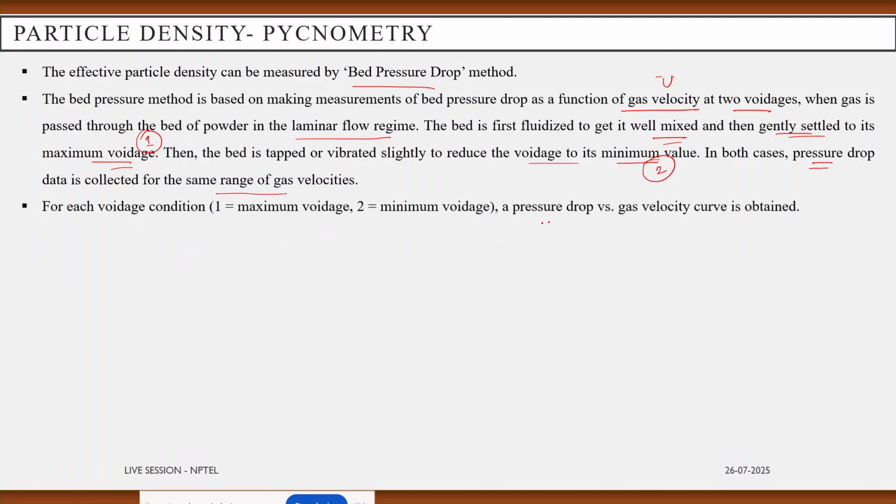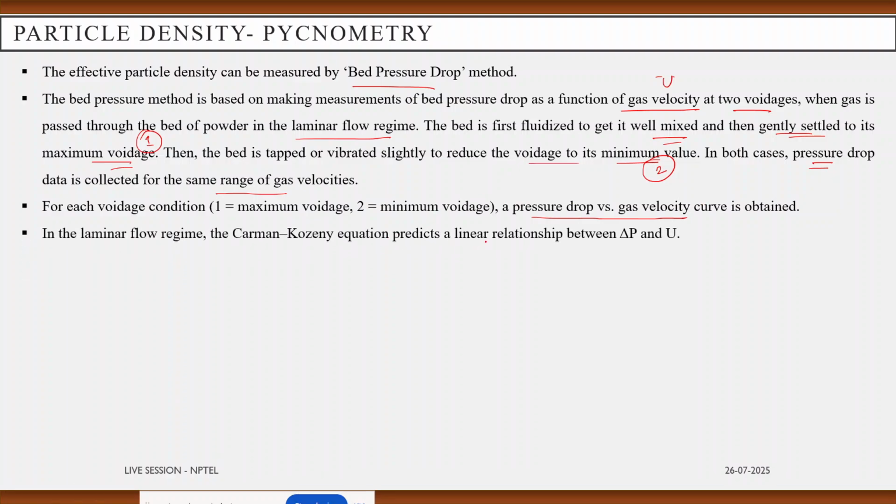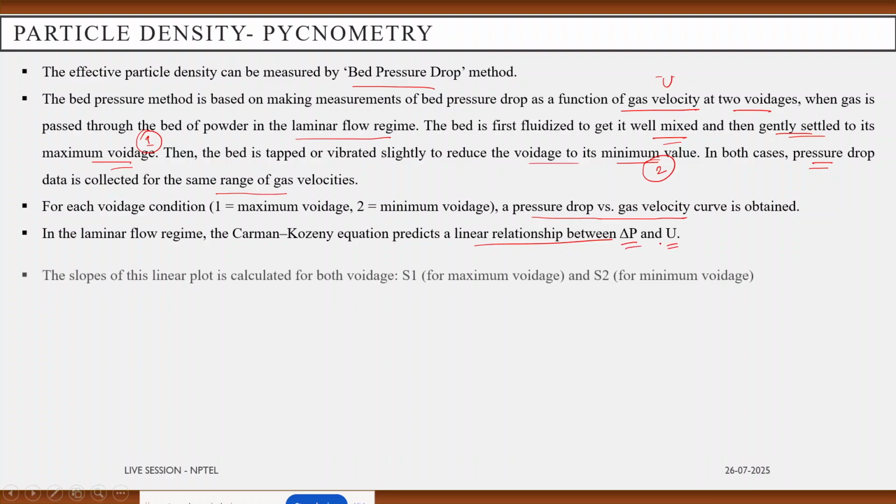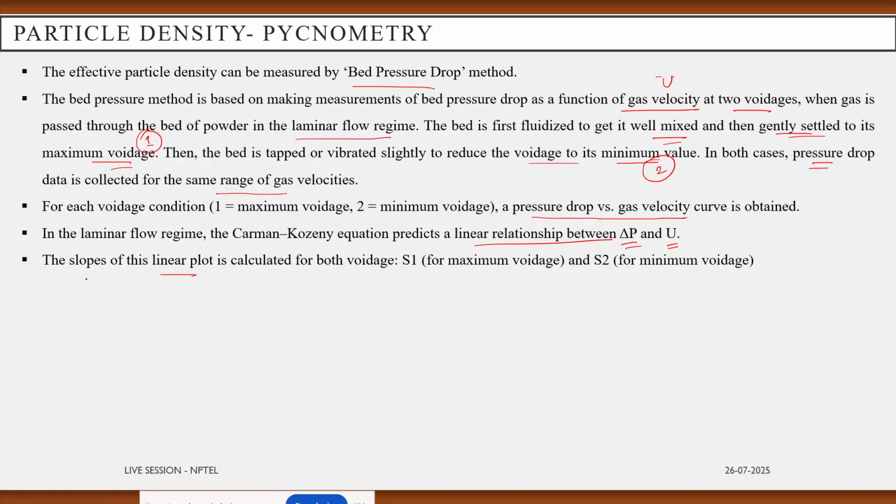So for each case, we plot the pressure drop versus gas velocity. For the Carman-Kozeny equation, there is a linear relationship between pressure drop and the gas velocity. So from that, we get linear plots with slopes S1 and S2. For the case of maximum voidage, that will be S1, and for the case of minimum voidage, that will be S2. So the equation becomes this, where the only unknown is rho p, which we can get through trial and error.